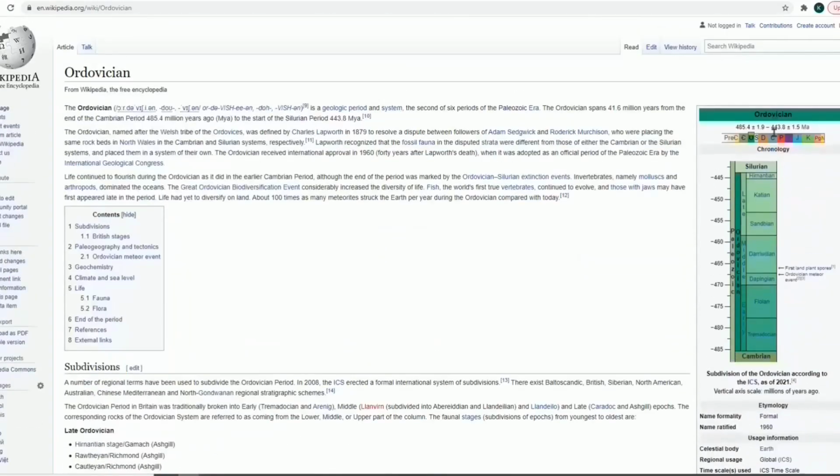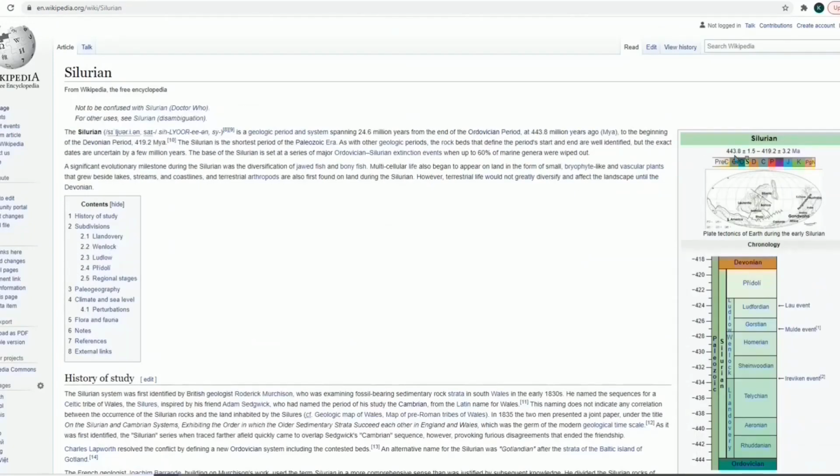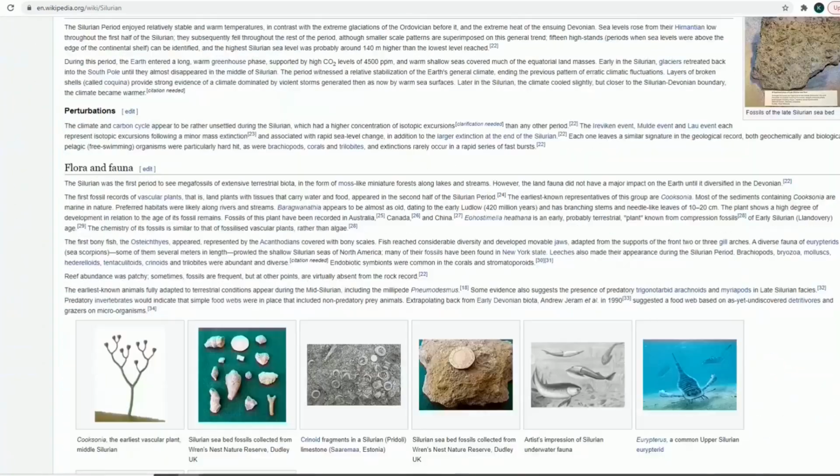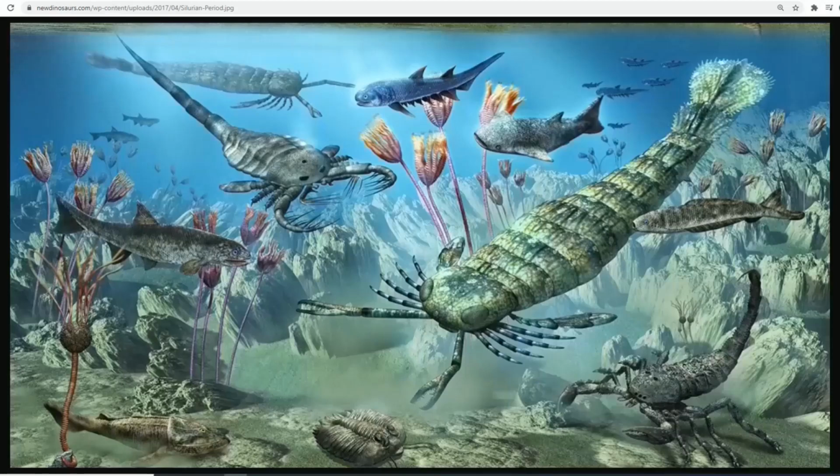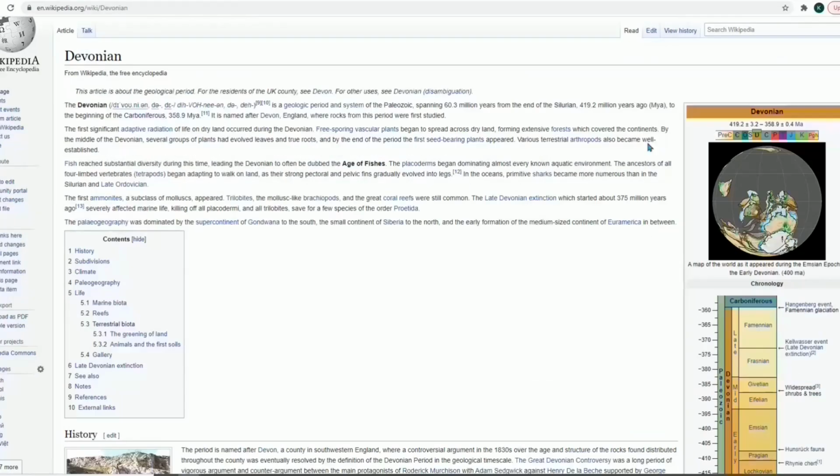After the Ordovician is the Silurian period, which is 443 million to 419 million years ago, and therefore 24.6 million years in duration. This was, incidentally, when there was the very first life on land. And they'll have a picture of the primary creatures of the Silurian, and you don't have to memorize each one of these. Again, just get an idea of the clade within each period. The next one is the Devonian. The Devonian was from 419 million to 358 million years ago, spanning 60.3 million years, so a pretty long period.